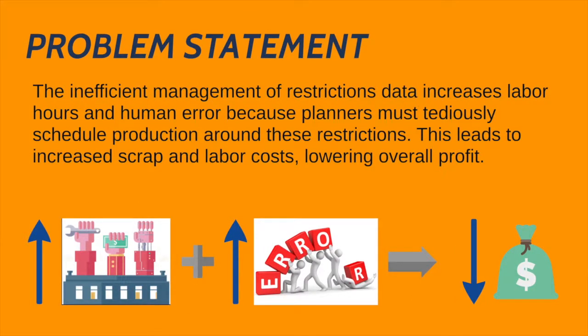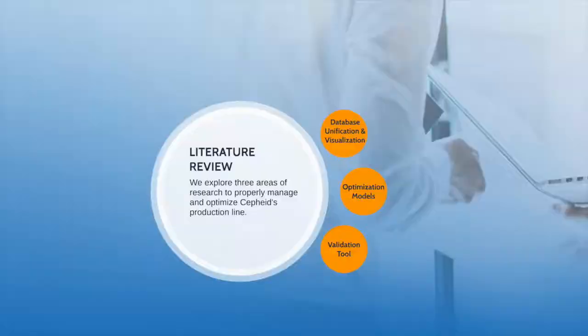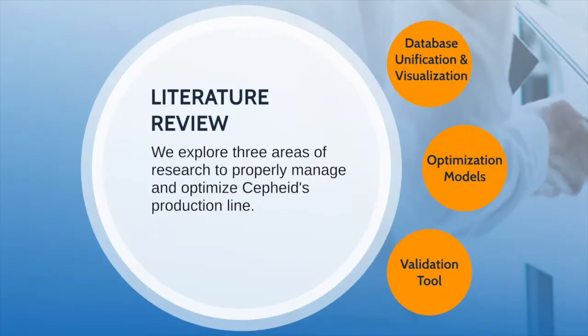This all leads to our main problem, which is that the inefficient management of restrictions data increases labor hours and human error because planners must tediously schedule production around these restrictions. This leads to increased scrap and labor costs, lowering overall profit. In order to gain knowledge on this problem, we focus on 3 areas of research.